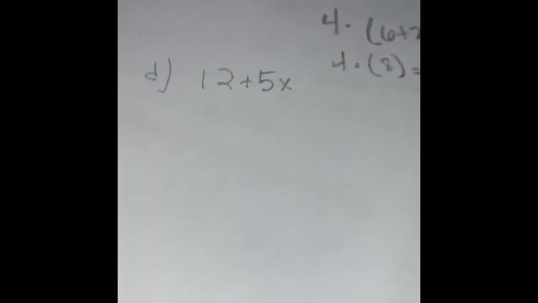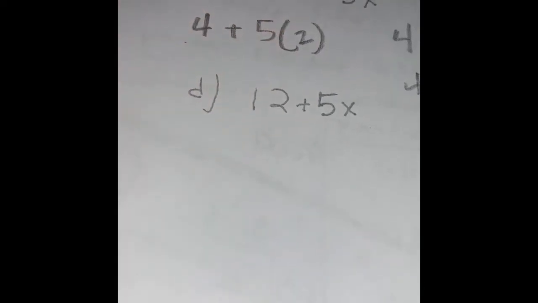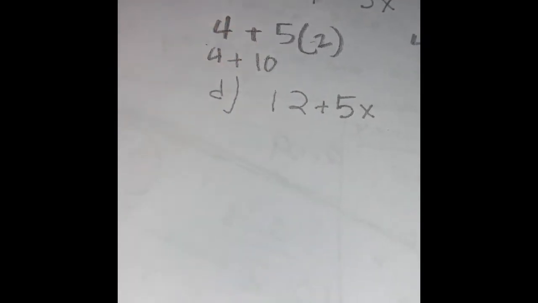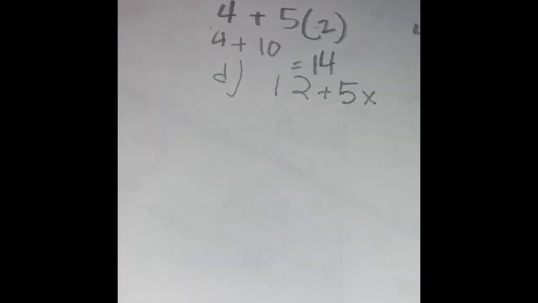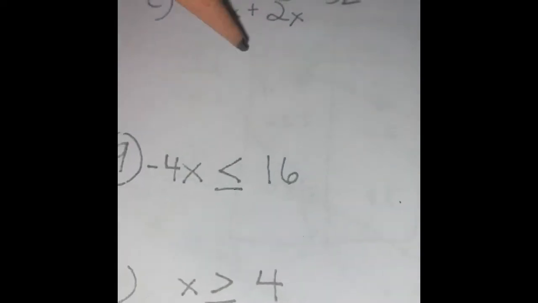Now I'm going to try answer choice B. 4 plus 5 times 2. Once again, multiplication comes first. So 4 plus 10, and that equals 14. I know that is not the 32 I need, so I'm going to cross it off and go to answer choice C.